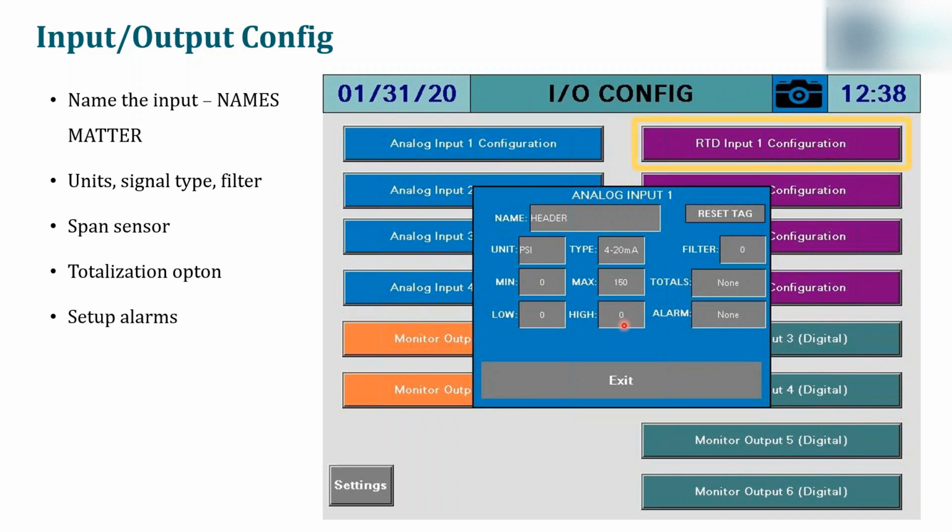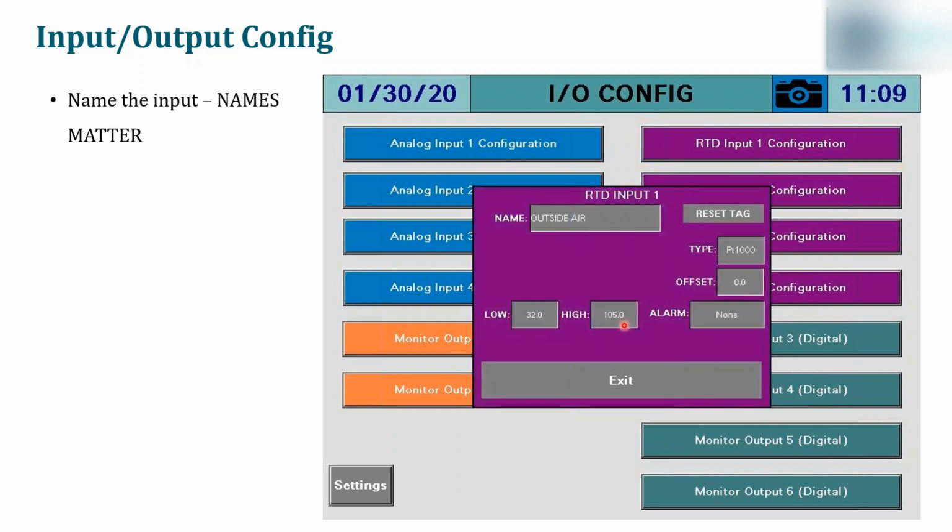So now if we go to our RTD inputs, we click on the RTD input 1 configuration, we'll get a very similar dialog box. And again, the first thing you need to do is name the input. And again, the names do matter. In this one, it looks like we have an outside air temperature sensor hooked up. Outside air is one of those important names that we have in the table in the installation instructions, and that's going to be for the outside air temperature sensor, so it can be used in outside air reset schedules.